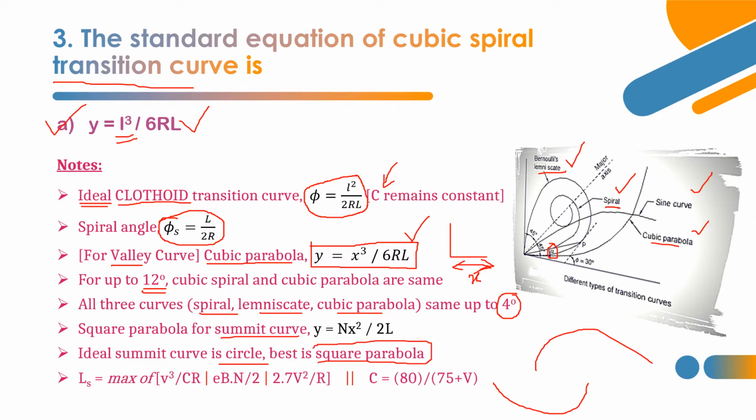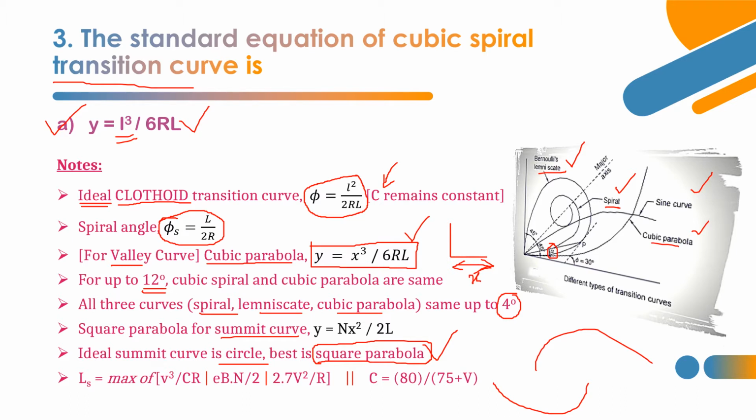Why is the ideal summit curve a circle? Because sight distance available throughout the curve is constant. So that's why circle is the ideal shape for summit curve. But due to good riding qualities and simplicity of calculation, the best curve for summit curve is square parabola. Ideal is circle, best suited is square parabola. There is a difference between best and ideal.